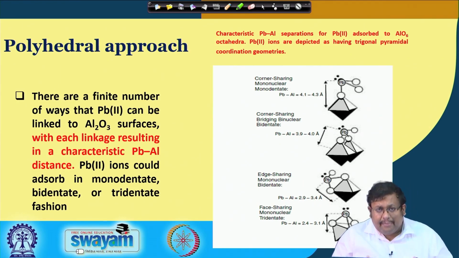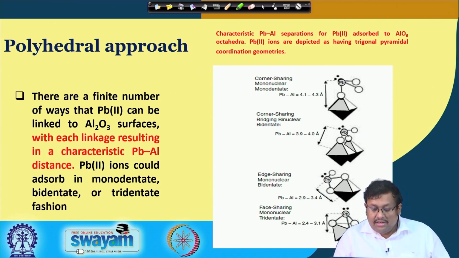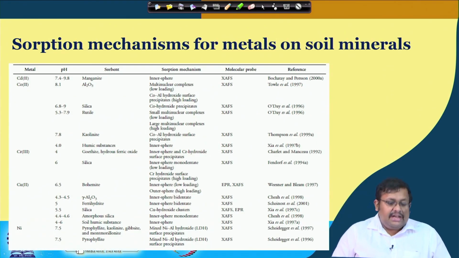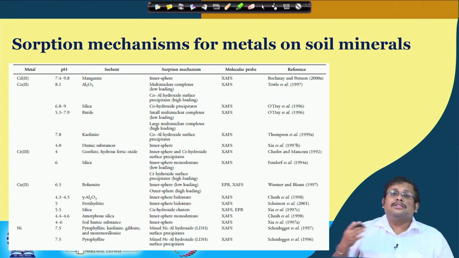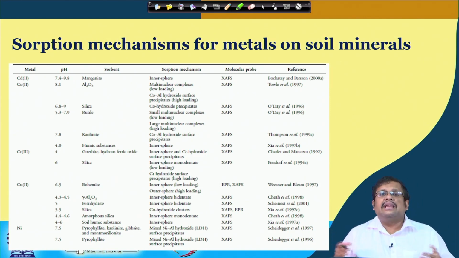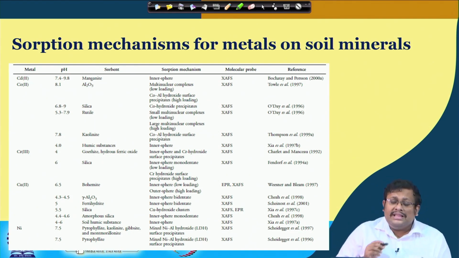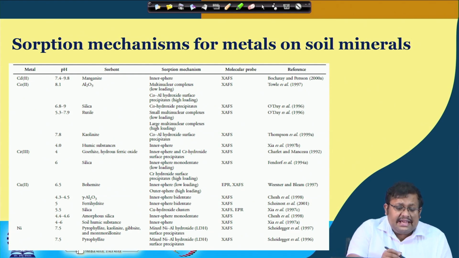Apart from that, another thing is important. You can see that each linkage results in a characteristic lead-aluminum distance. So, lead ions could adsorb either in monodentate, bidentate or tridentate fashion. We are clear from this polyhedral approach representation of the surface complexes. Now, remember that each and every metal can have multiple sorption mechanisms on soil minerals. For example, you can see here in case of cadmium, when the sorbent is magnetite, we can see inner sphere complex.